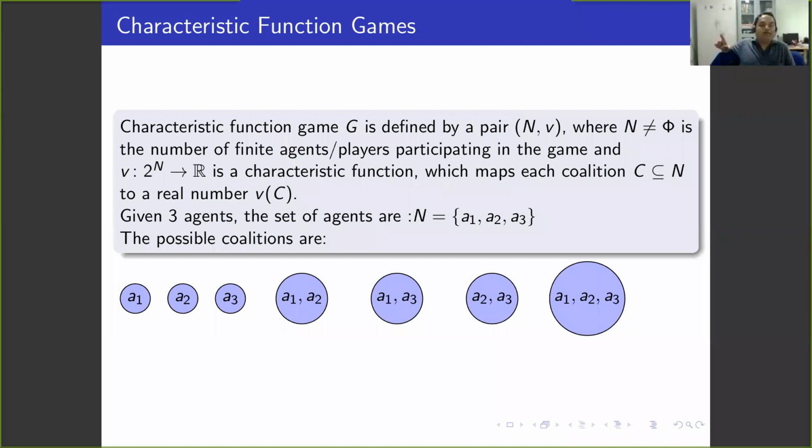So A1 is a single agent coalition. A2 is a single agent coalition. A3 is a single agent coalition. A1, A2, two agent coalition. A1, A3, two agent coalition. A2, A3, two agent coalition. A1, A2, A3, three agent coalition. So that's why n cannot be null, because we cannot take 0. That means we cannot take a coalition where there is no agent. Am I clear?